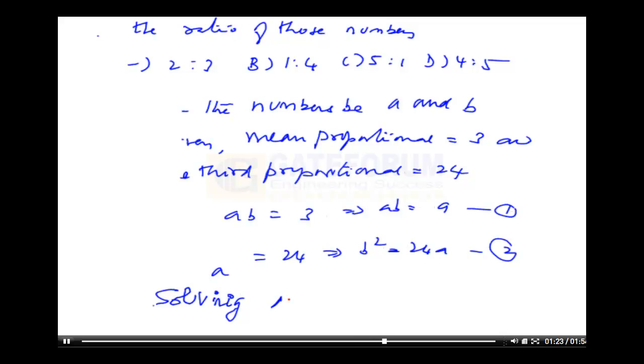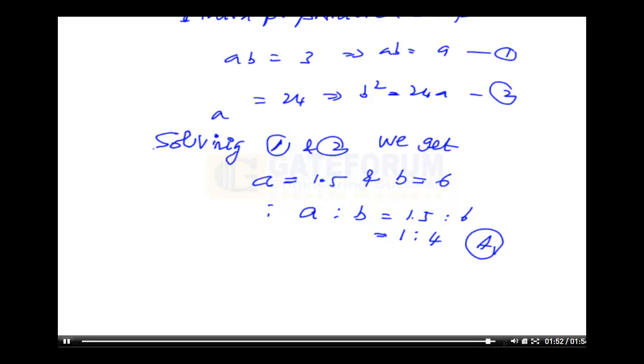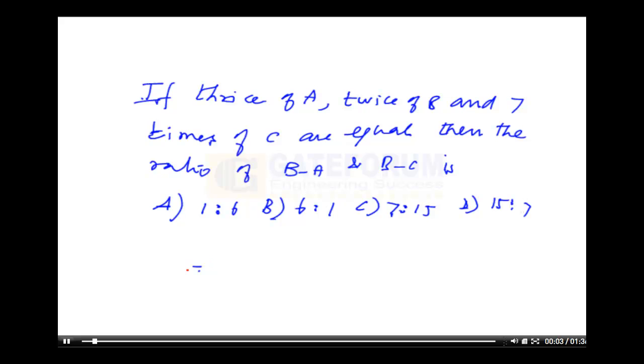1 and 2, we get A is equal to 1.5 and B is equal to 6. Therefore, A is to B is 1.5 is to 6. It will be 1 is to 4. The option is A.